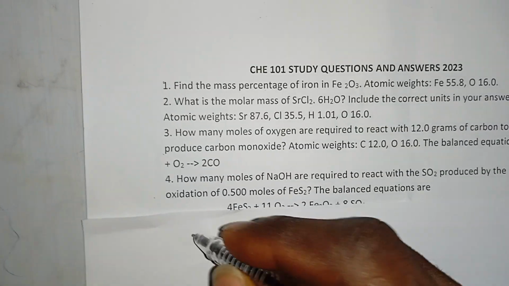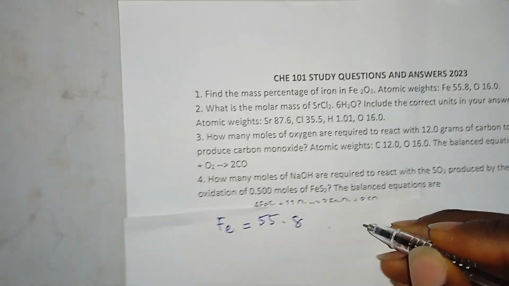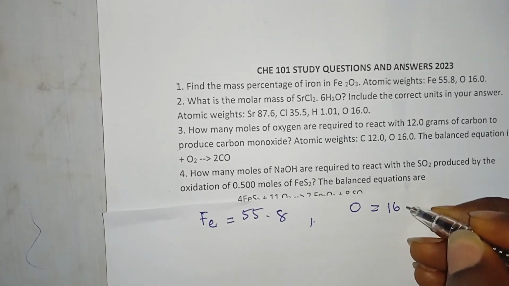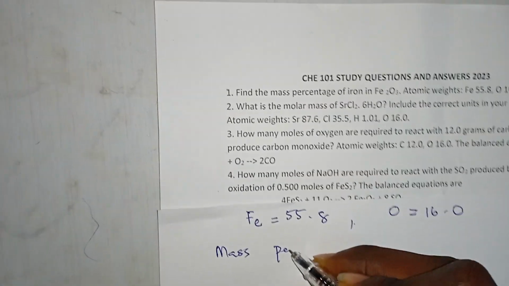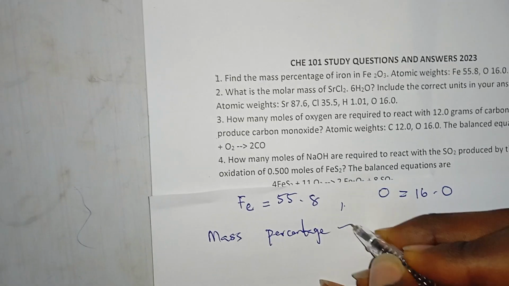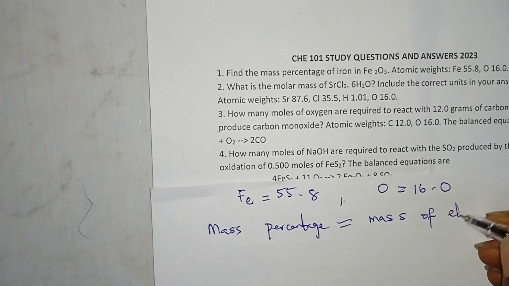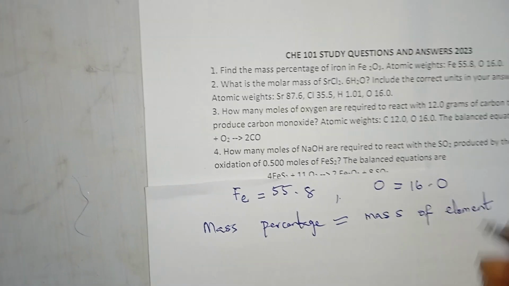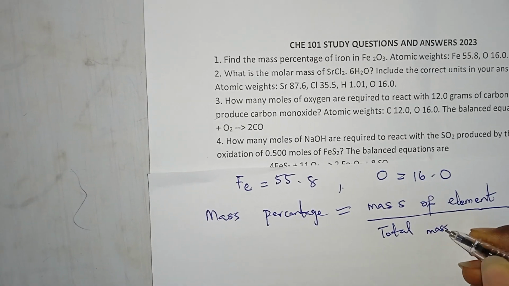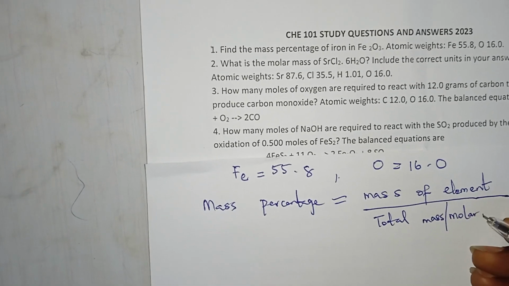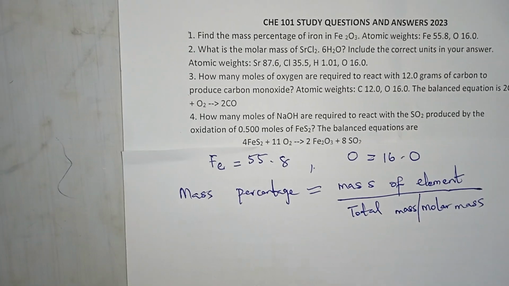Atomic weight of iron is 55.8, then oxygen is 16.0. So remember, mass percentage is equal to mass of elements. The element they're asking us to find the mass percentage of is iron, all over total mass, or molar mass. And you know that when we talk about molar mass or molecular mass, we are referring to the whole compound.